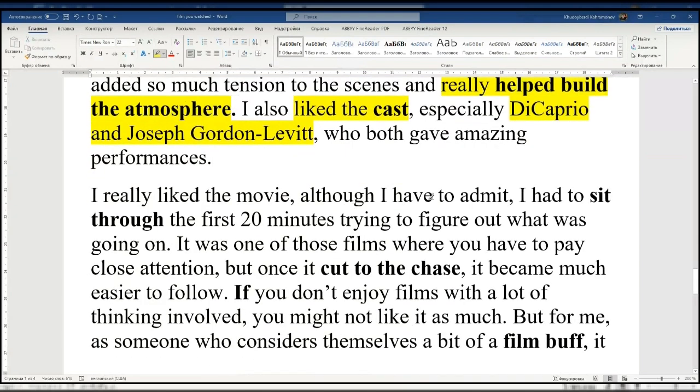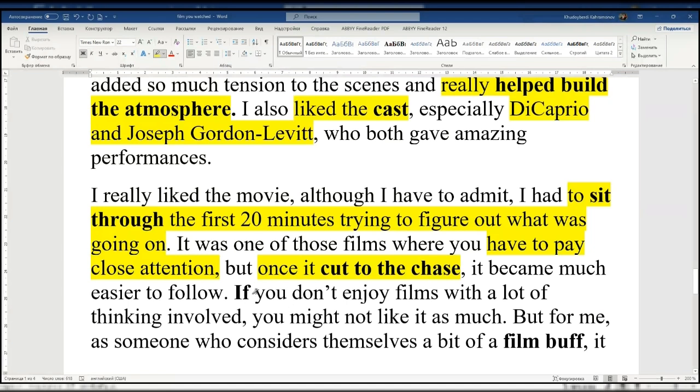Although I have to admit, I had to sit through the first 20 minutes trying to figure out what was going on, right? Which means it was so boring for me in the first 20 minutes, because I had no idea what was going on. But it was one of those films where you have to pay close attention. But once it cut to the chase, which means once the main plot develops, it becomes much easier to follow.